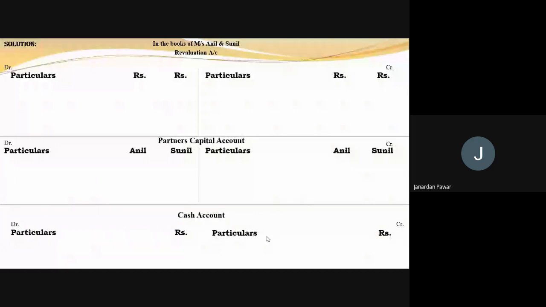On partners capital account, you can see here, that is by balance brought down. So this one is the capital balances we have to transfer to the partners capital account, rupees 40,000 and 30,000. Then general reserve is there. So general reserve we have to write here, which is given in the balance sheet of Anil and Sunil, that is rupees 7,200 and 4,800. That balance we have to distribute among the partners in their old profit sharing ratio. Please remember.